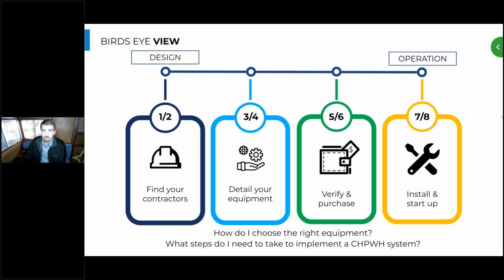Okay, so we'll recap what we've talked about today. The overall thing we talked about today was how to get an engineer's design from that design drawing phase all the way up to the operation, or the successful operation, of the equipment.